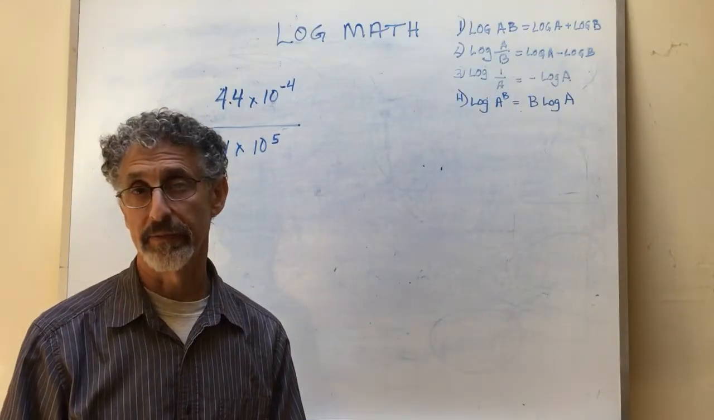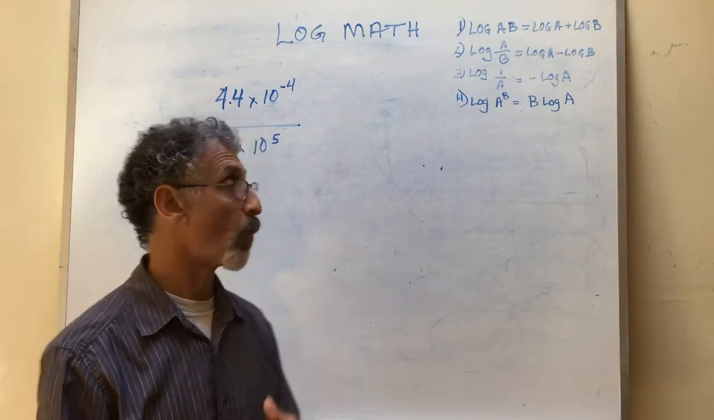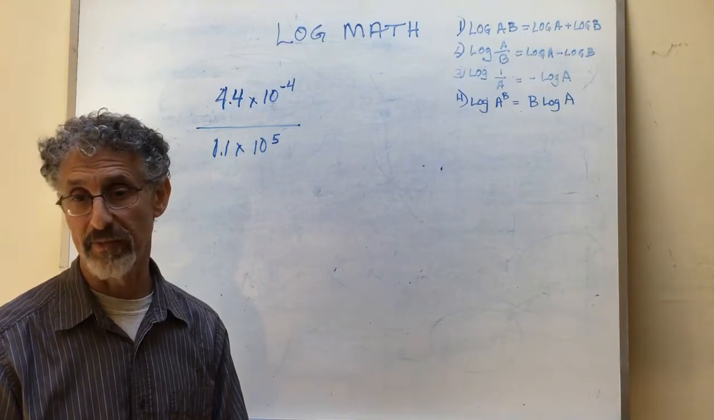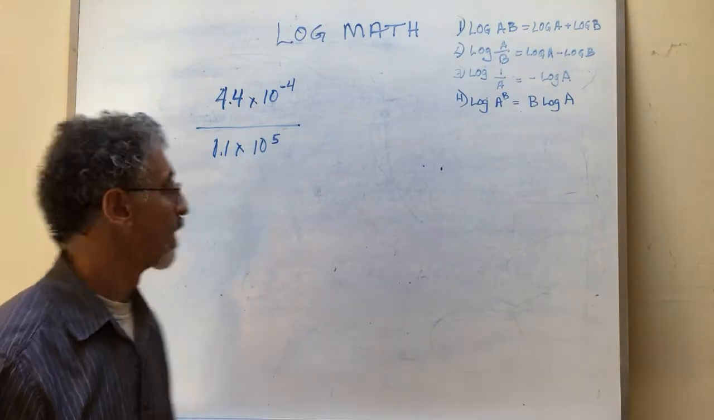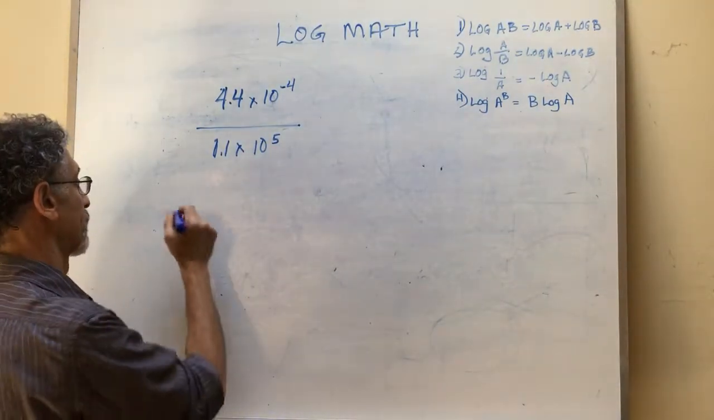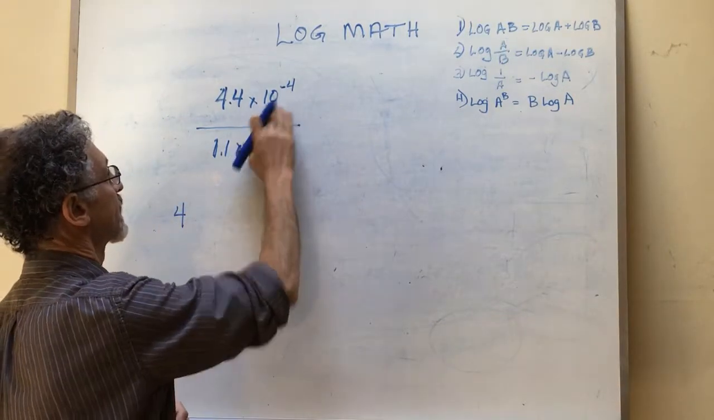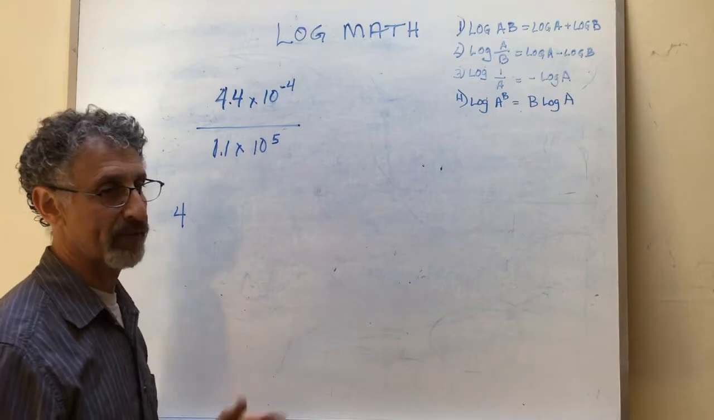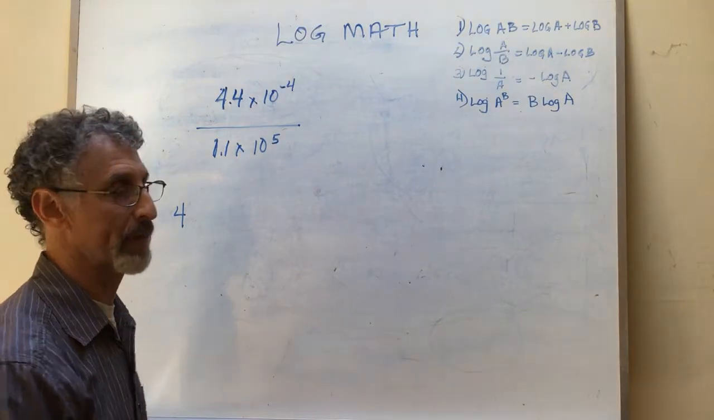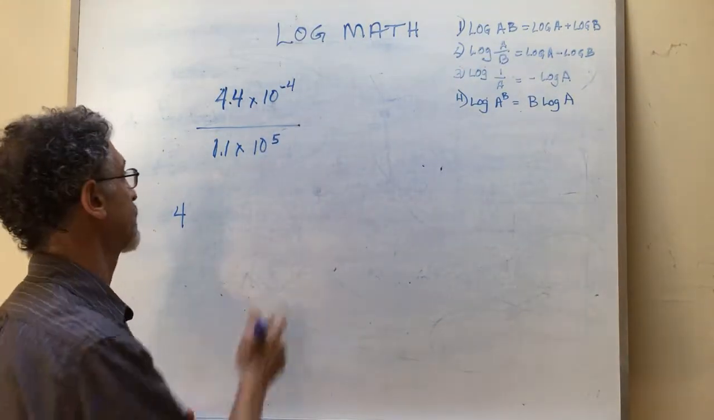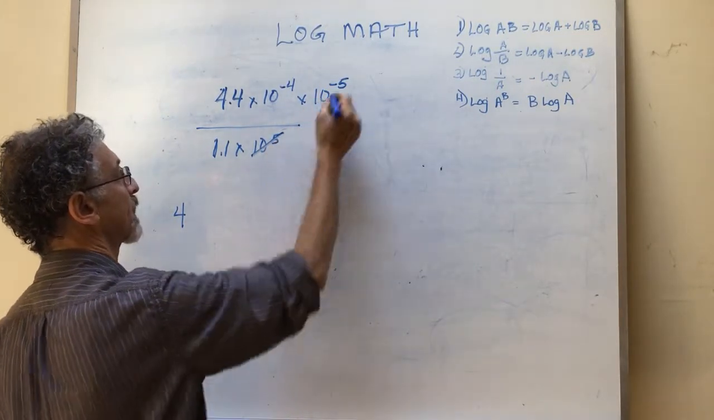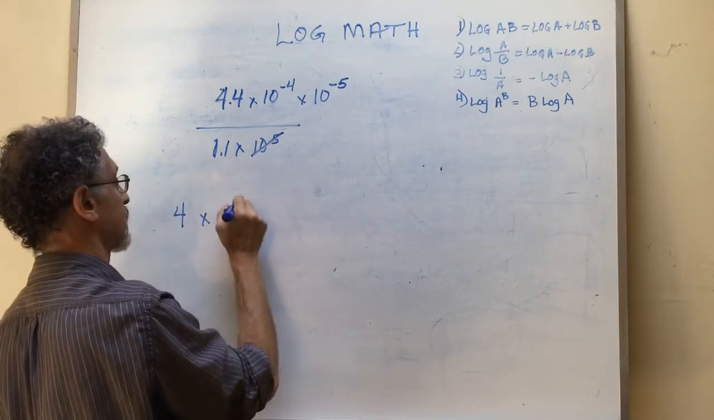Here's another problem to solve. First, let's do 4.4 times 10 to the minus 4th divided by 1.1 times 10 to the 5th. Now, hopefully you would see that 4.4 divided by 1.1 is 4. 10 to the minus 4th divided by 10 to the 5th. If you remember from when we did the Helmholtz resonator, to get a power of 10 out of the denominator, you bring it to the top and flip it. So this becomes times 10 to the minus 5th. Change the sign. This is times 10 to the minus 9th.